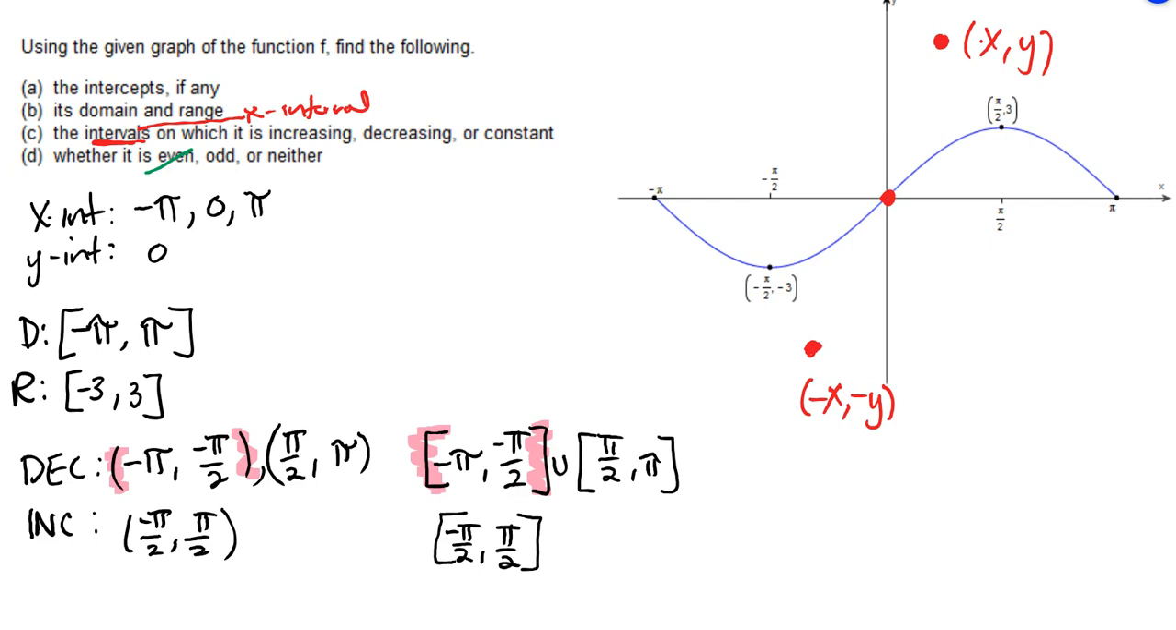So looking at a few of these points, I've got (pi over 2, 3). I have the opposite of that, which is (negative pi over 2, negative 3). Opposite of both the x and y coordinates. I have the same thing with pi and negative pi. And as I'm looking at this piece of the graph, I have a mirror image of that over the origin in that opposite quadrant. So this function is an odd function.